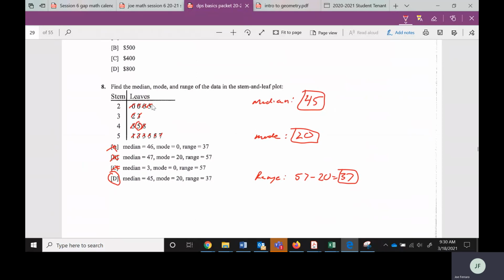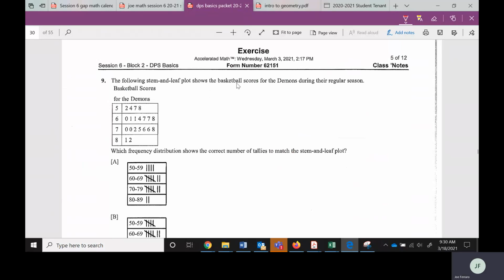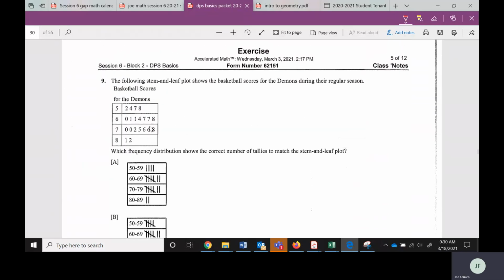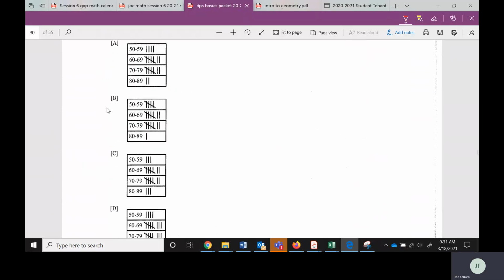Like if we look at number 9, I'm not going to do this one, but it just says which frequency distribution shows the correct one. So you're saying which one of these matches these. Well, you're just looking at how many are in each interval. If you look at the 50s, there's 52, 54, 57, 58. So meaning there's 1, 2, 3, 4 50s. So if we look at our choices, that has 4. This one says 5, so B's out. This one says 3, so that's out.